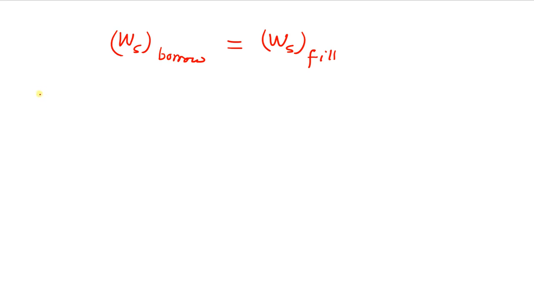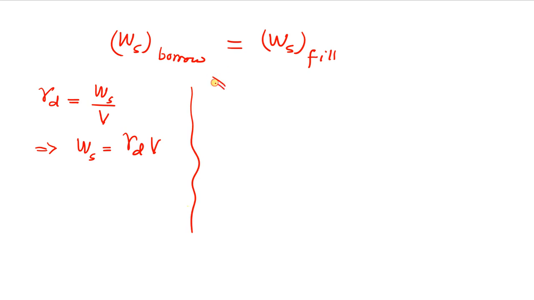It's very simple. We know that the formula for gamma d is weight of solids over volume. So from here I can write weight of solids is equal to gamma d times V. So this formula is going to get modified. Instead of Ws, I will write gamma d times V, and here it is the borrow area, which should be equal to gamma d times V of the fill.